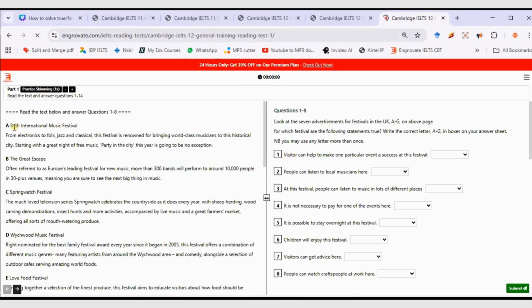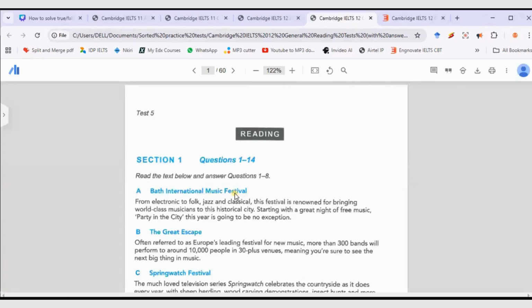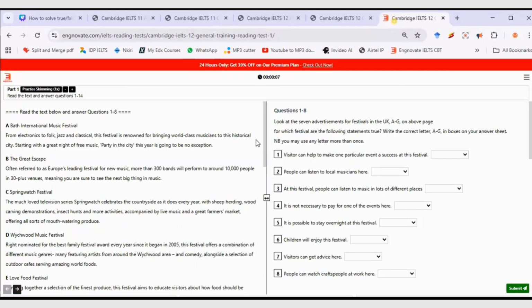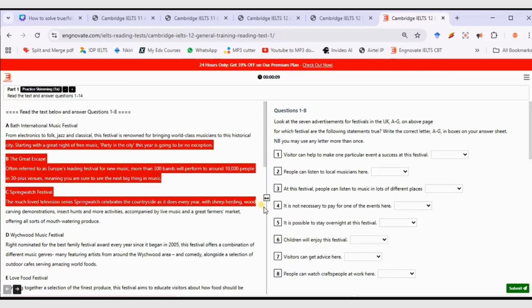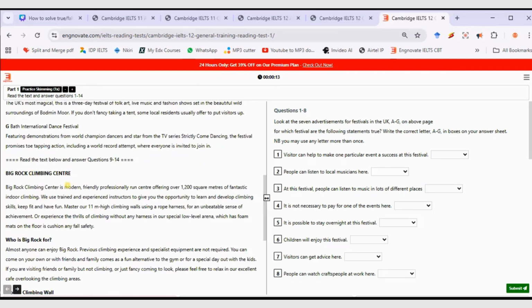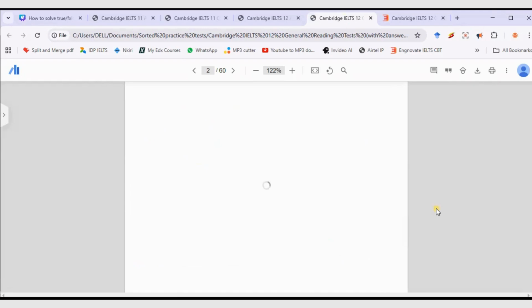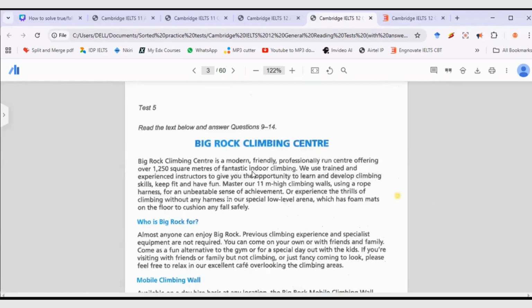Look at it. Can you see Bath International Music Festival? That's what we have here. Can you see that's the same thing we have here? Bath International Music Festival. So you see it's the same thing. Look at the second one. Big Rock Climbing Center. Same thing is here. Big Rock Climbing Center.